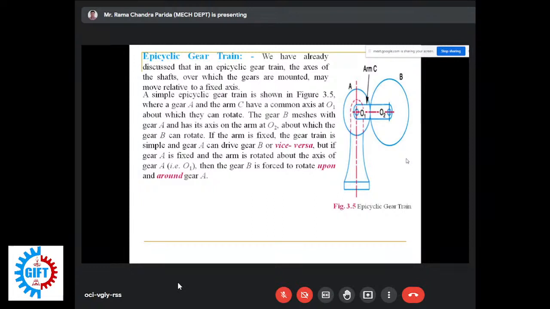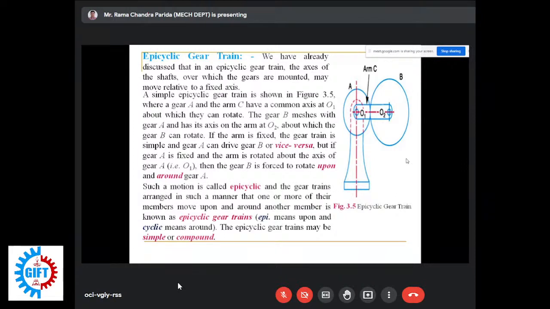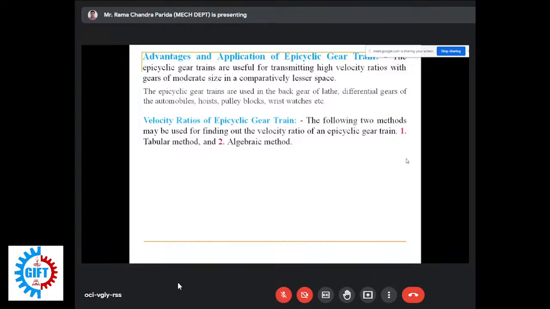Sun and planet gear are what you have to remember. Such a motion is epicyclic, and the gear trains are arranged in such a manner that one or more of their members move. It is useful for transmitting a high velocity ratio with gears of moderate size, and that is where epicyclic gear trains are used.